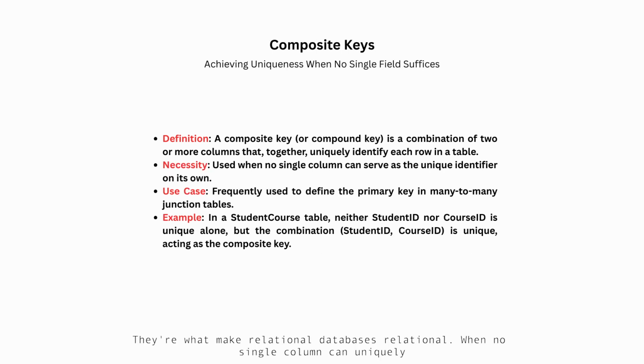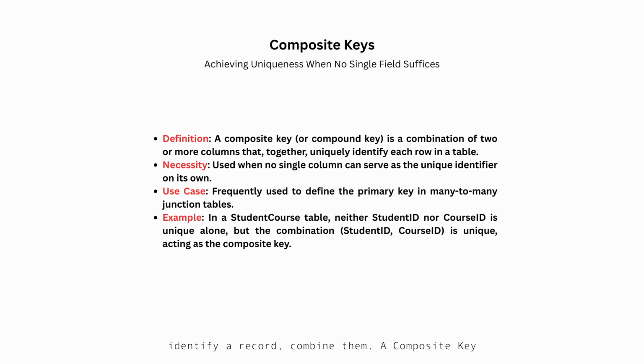When no single column can uniquely identify a record, combine them. A composite key uses multiple fields together, like student ID and course ID in an enrollment table. Individually, both repeat, but together they form a unique pair. Composite keys shine in junction tables for many to many relationships. If defined as your primary key, it's called a composite primary key.